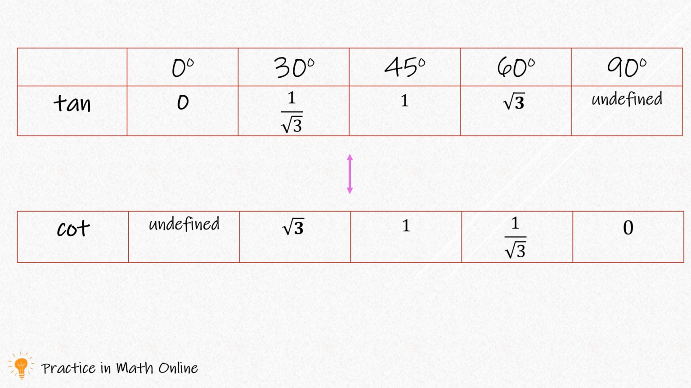So if you have sine, you reverse the order to get cos, then divide sine by cos to get tan, and then you take reciprocals of the different functions.